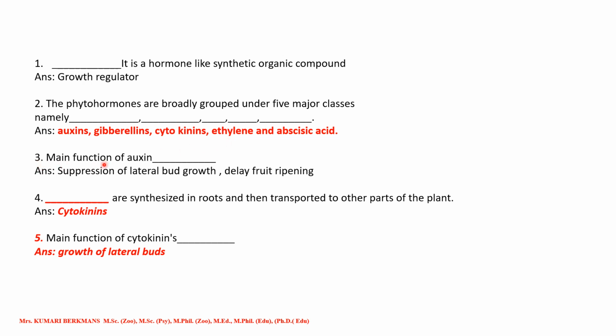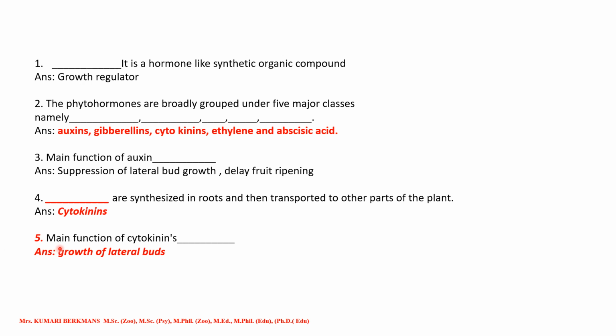Number 3, main function of auxin. The main function of auxin is suppression of lateral bud growth, delay of fruit ripening. Number 4, dash are synthesized in roots and then transported to other parts of the plant. It is cytokinins. Cytokinins are synthesized in roots. This is the only phytohormone synthesized in roots and transported to other parts of the body.